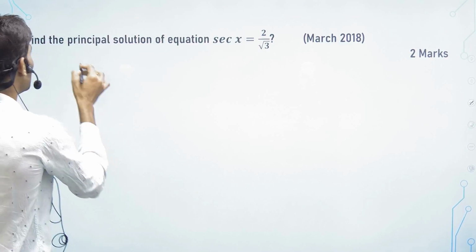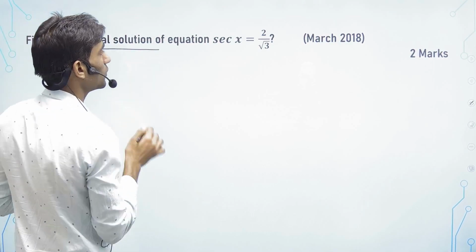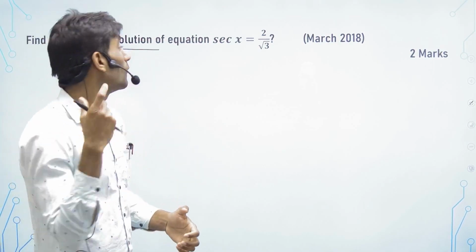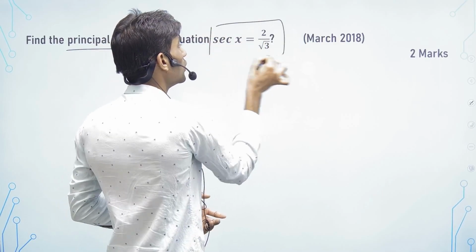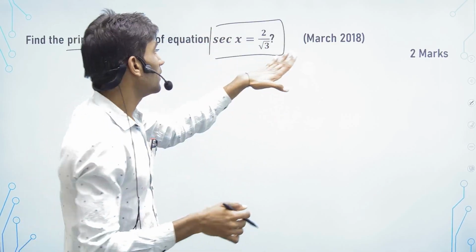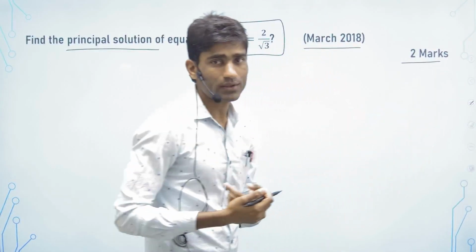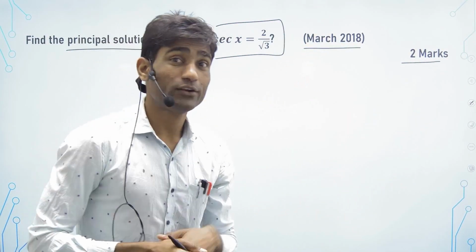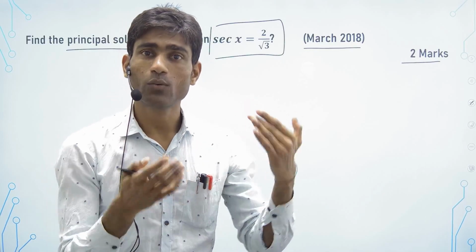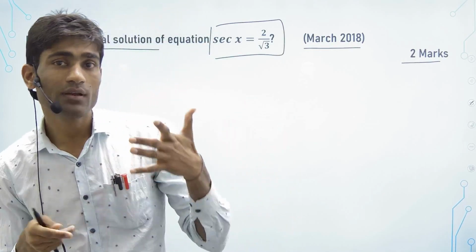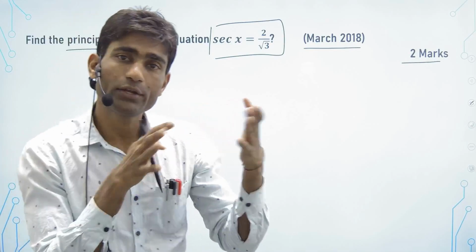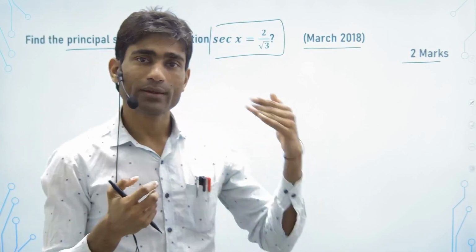In our next example we have a principal solution. We want the principal solution for sec x equal to 2 by root 3. This example was asked in March 2018 for 2 marks. Very easy example. In my first example, I converted cot into tan, and then we found the answer.